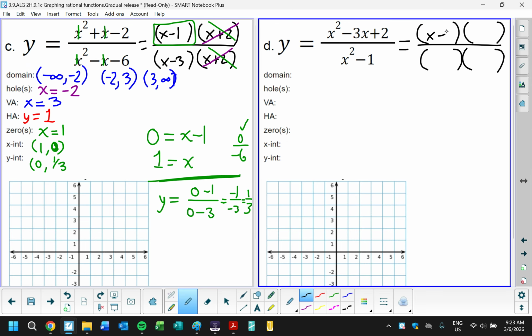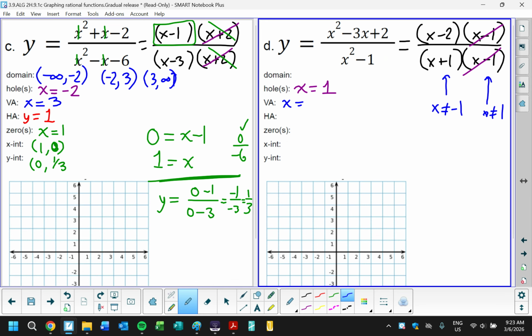Factoring, we'll get the product of x minus 2 and another factor x minus 1 down below, x plus 1, x minus 1. Quickly we see here, we better not let x equal negative 1, nor should we let x equal positive 1, because the positive 1 are the factors that cancel out, that's going to be a hole. We're going to learn what that looks like on the graph in a moment.